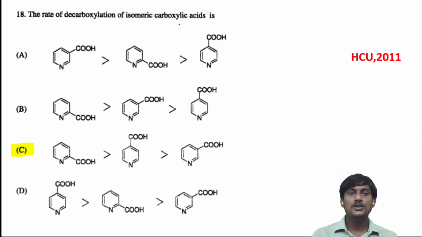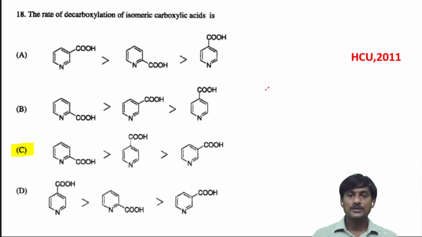The rate of decarboxylation of isomeric carboxylic acids is. The rate of decarboxylation depends on the removal of CO2, where there is a formation of carbanion. It depends on the stability of the carbanion after removal of CO2. The carbanion which is generated should be more stable. Then there is more decarboxylation.